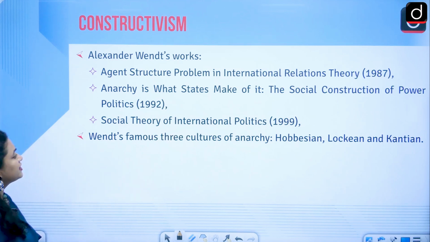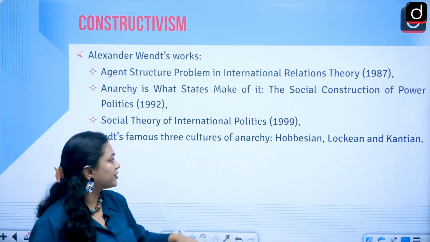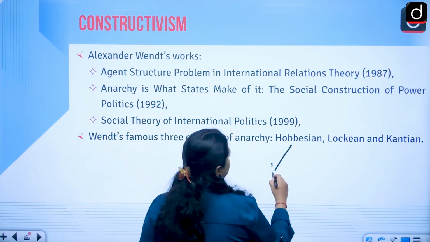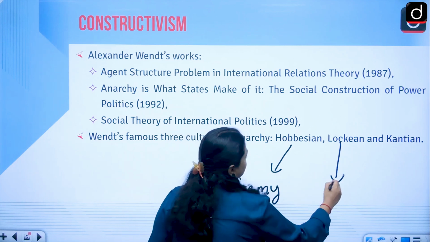Now, Alexander Wendt's famous three cultures of anarchy. It's a very interesting one, okay? This Hobbesian is called the enemy. This Lockean is called the rival.